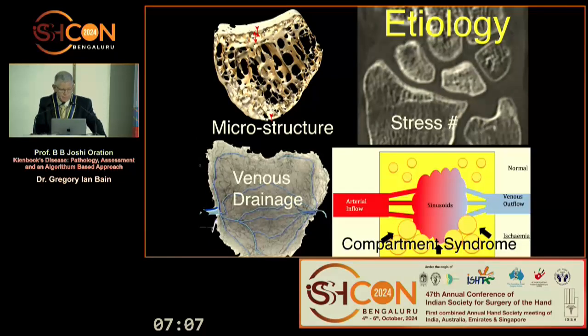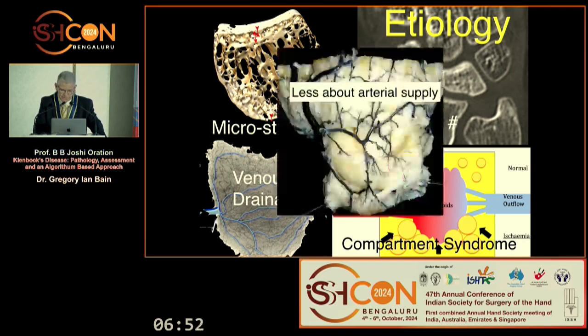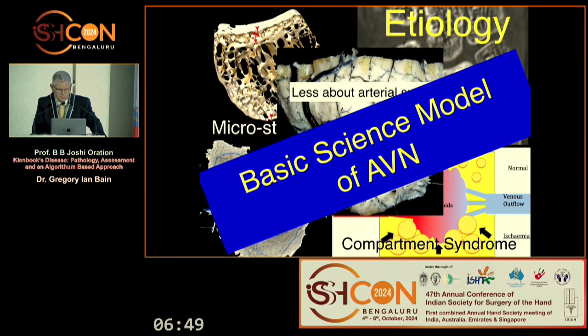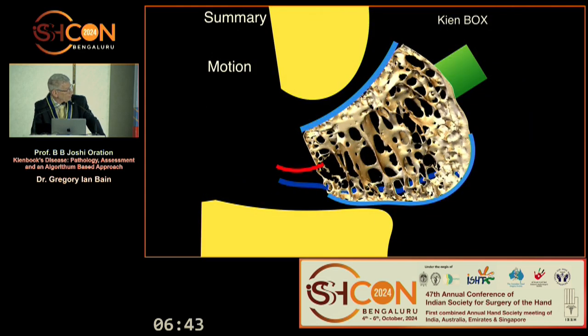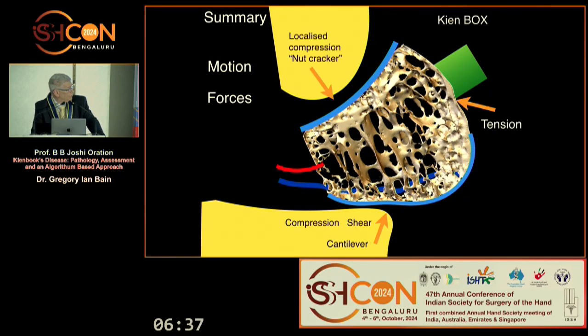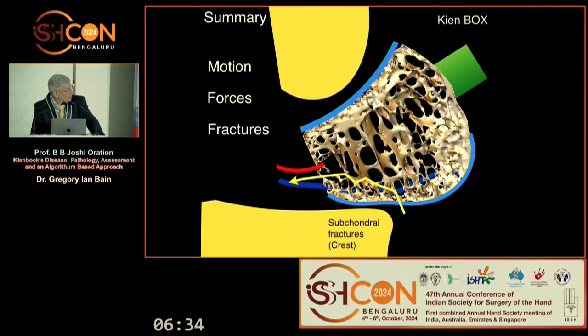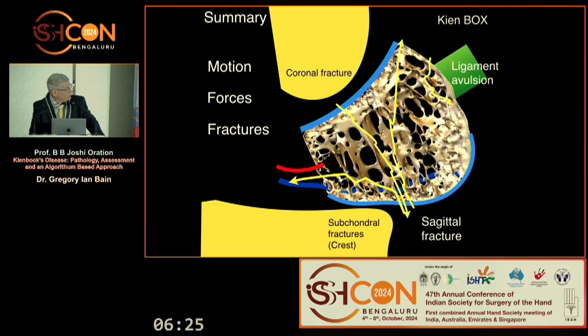In summary, I believe that the etiology of Kienbock's disease is more importantly related to the microstructure, the stresses across the subchondral bone plate, the venous drainage and the compartment syndrome of bone in a patient with an at-risk wrist. I think that this basic science model of avascular necrosis is important and it applies to other areas. We also believe that the way that the loading of the lunate works between the capitate and the radius leads to forces that create tension across the lunate ligament attachments and also lead to the subchondral fracture, the coronal fractures, the sagittal fractures and avulsion of the ligaments.